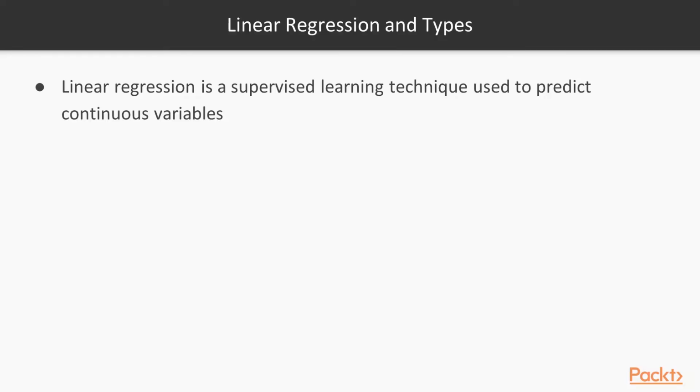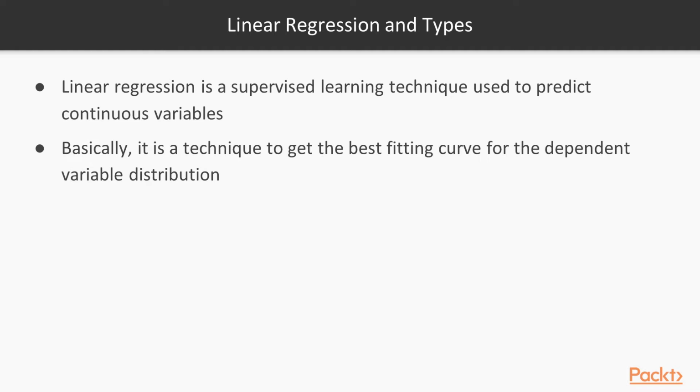So linear regression, folks, is a supervised learning technique which is used to predict continuous variables. What is a continuous variable? A continuous variable is something that will change regularly and it does not have certain discrete values. For example, the price of a house, which can be anything from 0 to say a million and anything in between. So linear regression is basically a technique to get the best fitting curve for the dependent variable distribution.